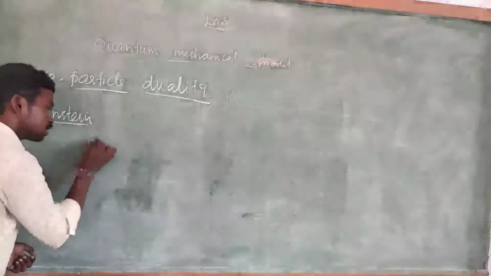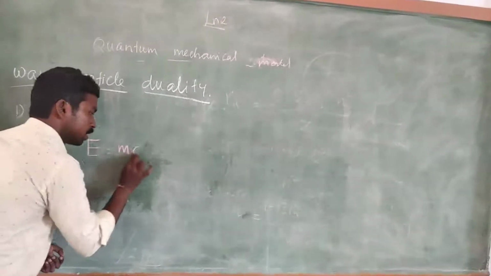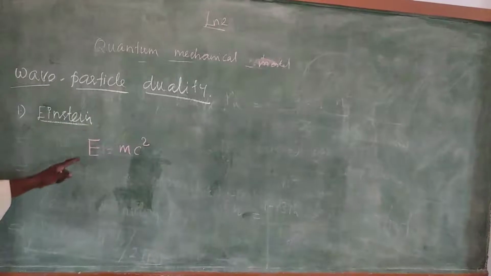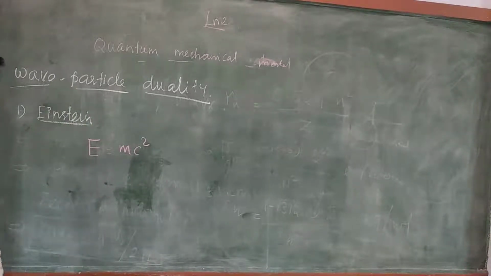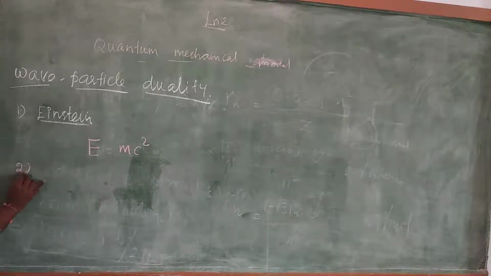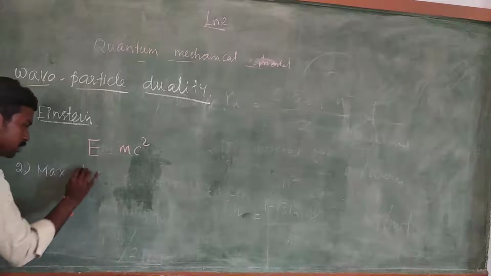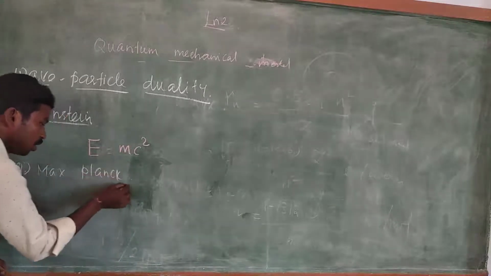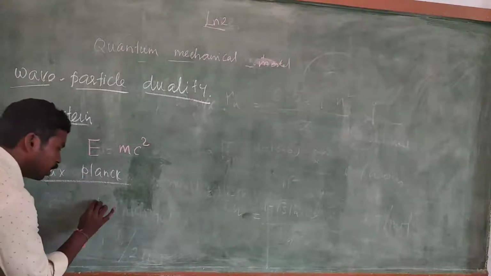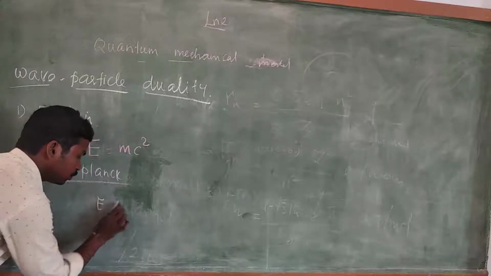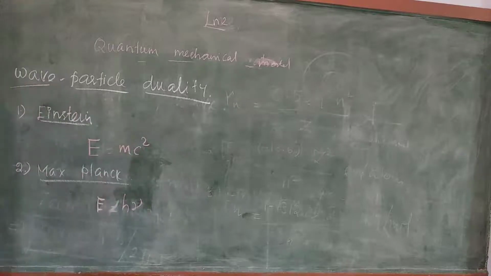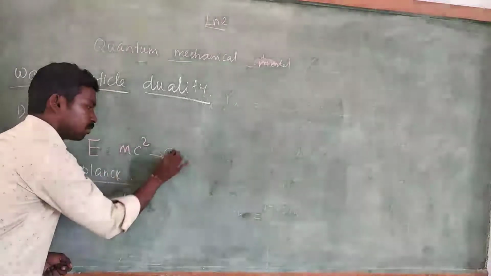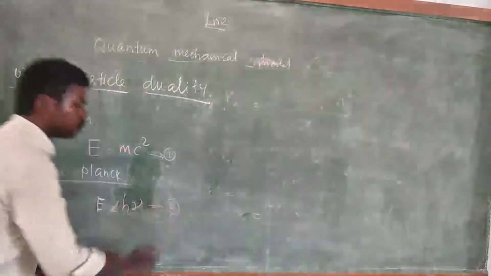Given by E is equal to mc square, isn't it? Yes. Here what is E? E is the energy, m is the mass, and c is the velocity of light. Okay, well? Then according to Max Planck, another scientist, the energy will be given by E is equal to h nu. This we can take as equation number 1 and here equation number 2.